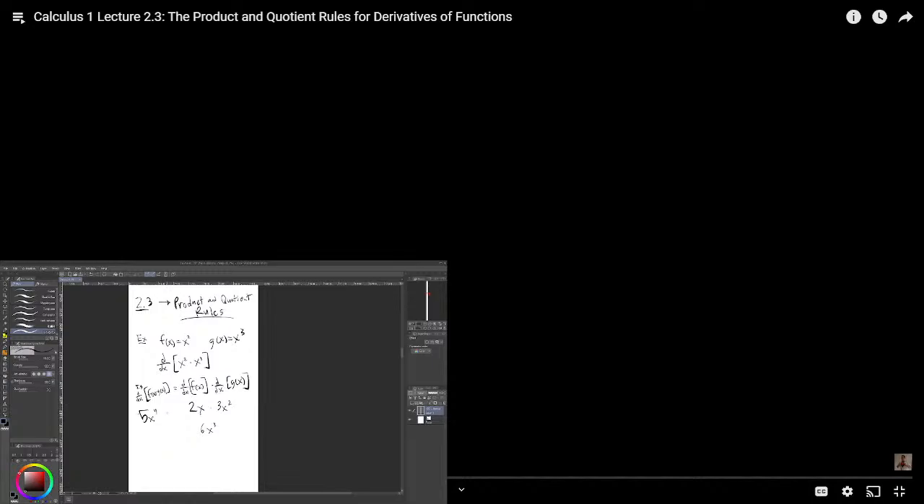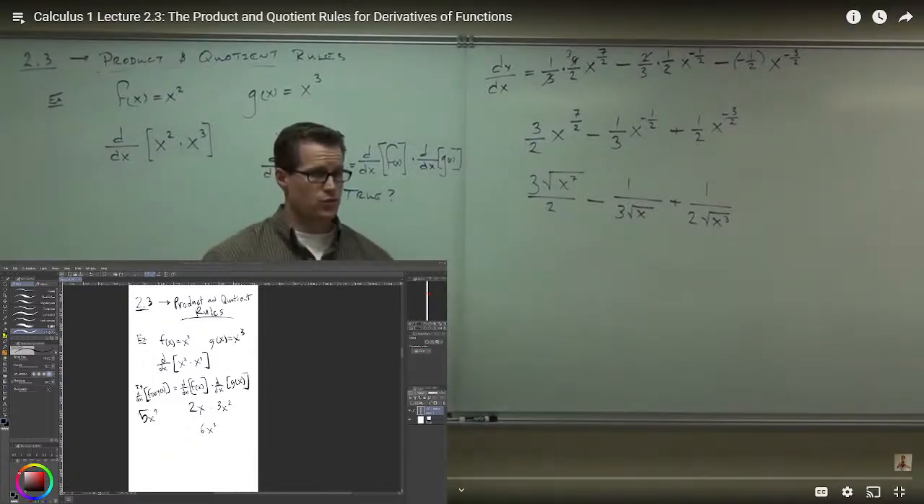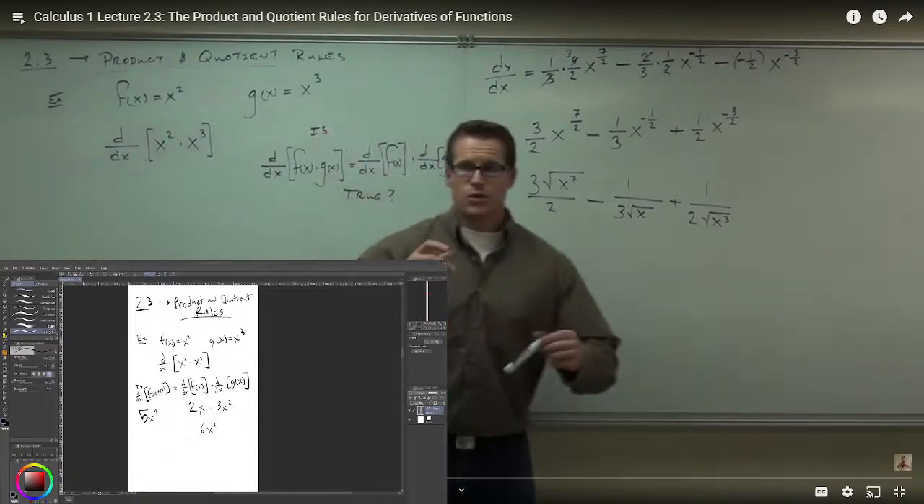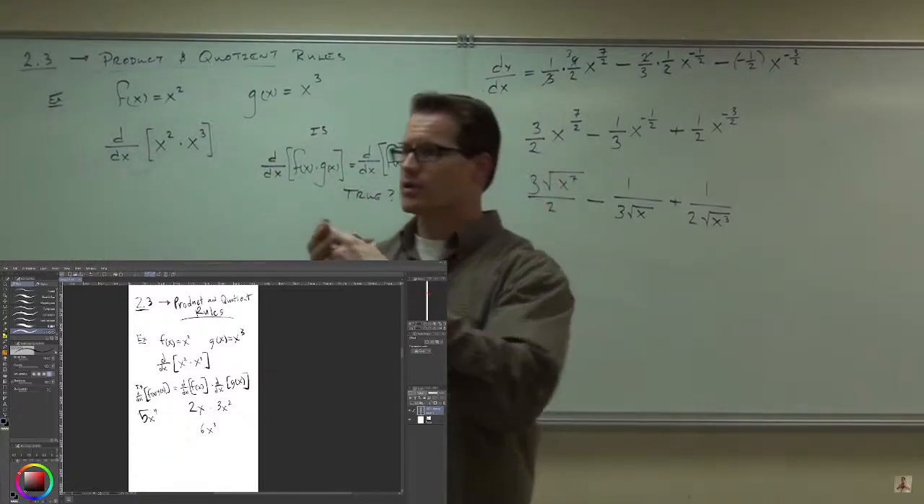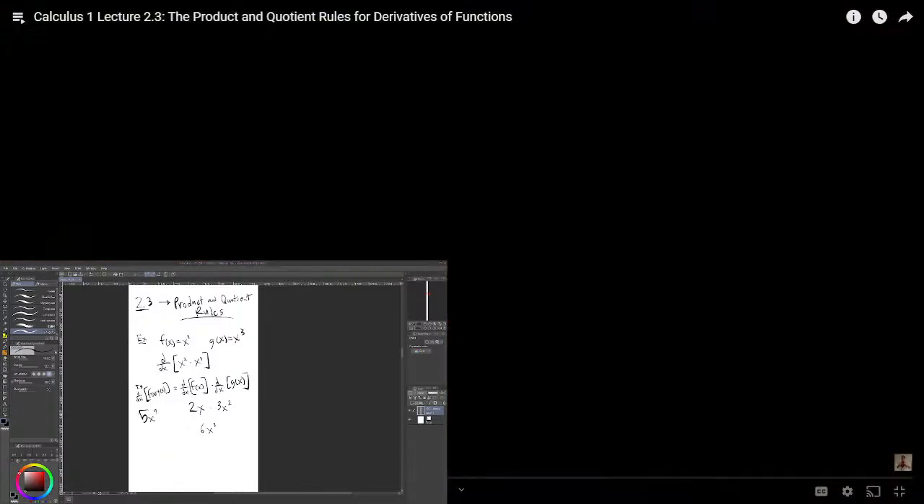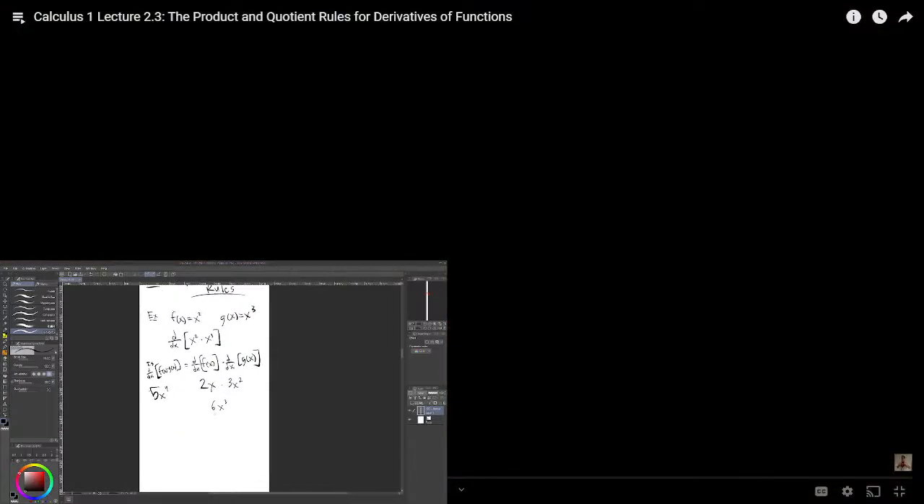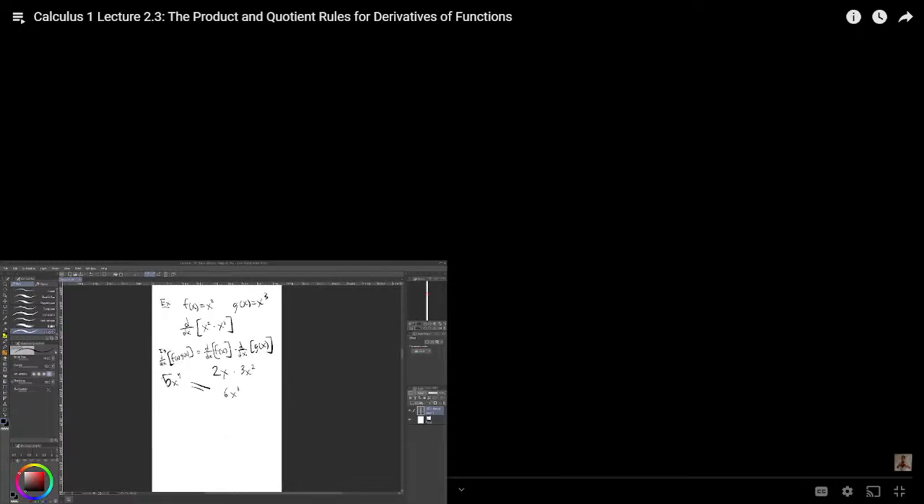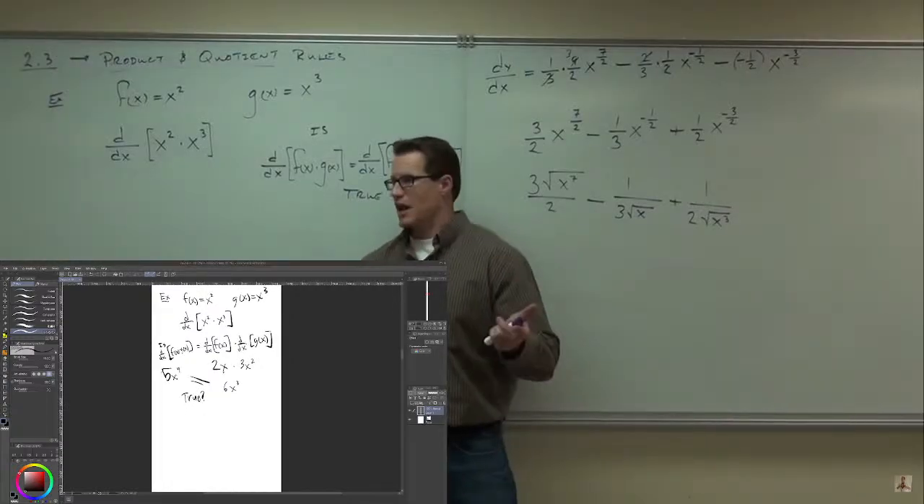So is that right? You can't do it? Question is, can I do it? Can I break up derivatives by multiplication? Can I say the derivative of f of x times g of x is the same as the derivative of f of x times the derivative of g of x? Can I do that? We have no idea. I'm just asking you right now.